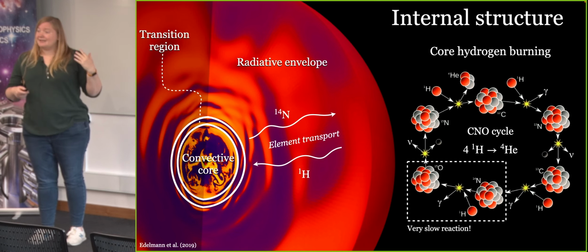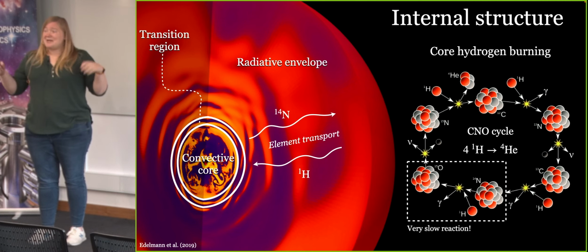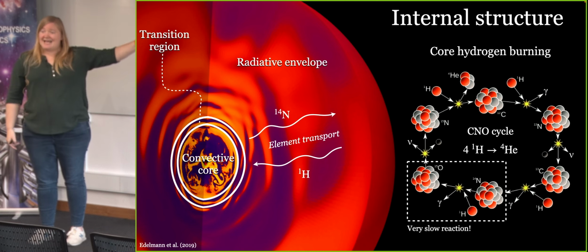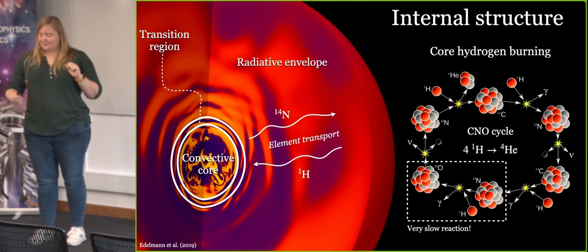But similarly, you can bring new hydrogen fuel to the cores. And because we have convective cores, the mixing is very, very efficient. So any hydrogen that enters this region, you can use as fuel during the nuclear burning on the main sequence.